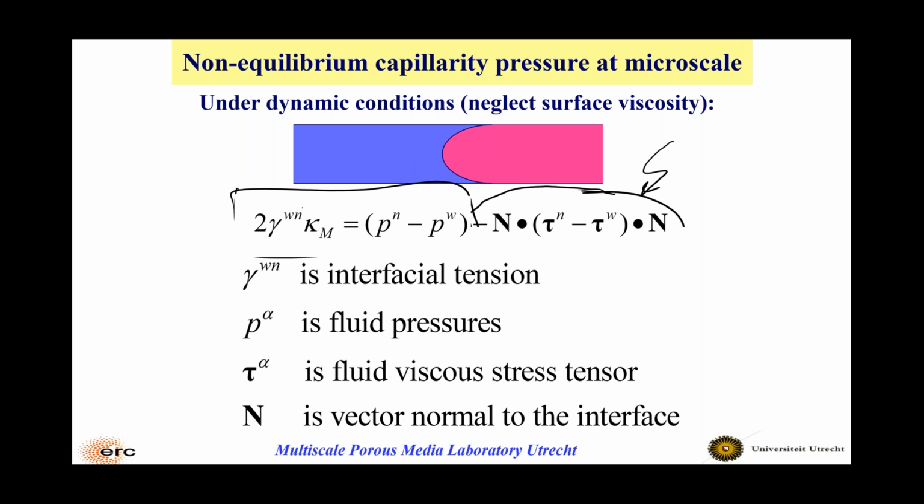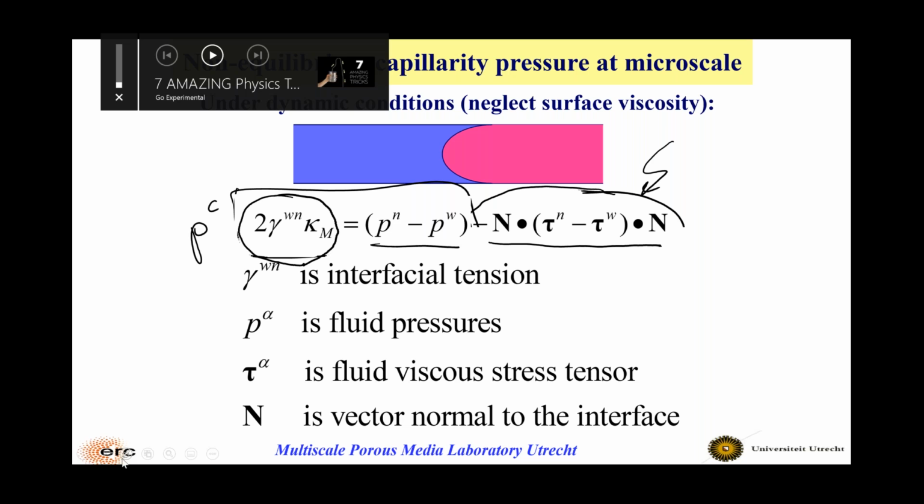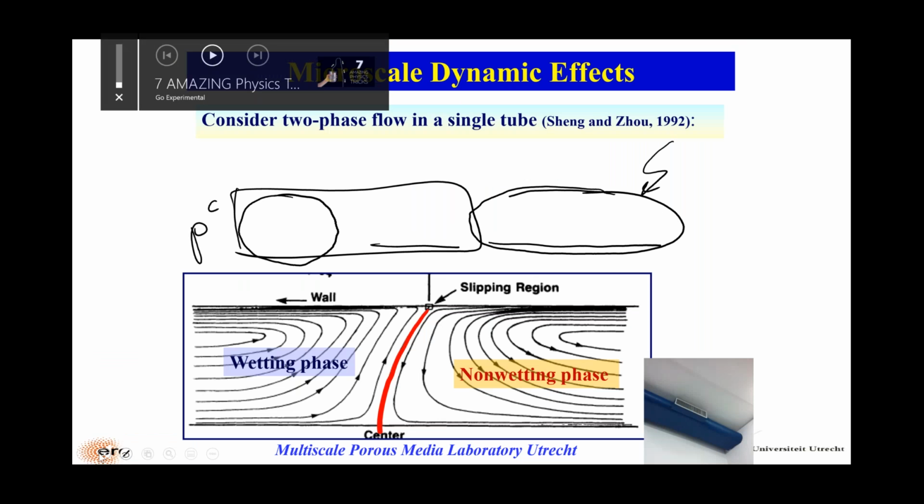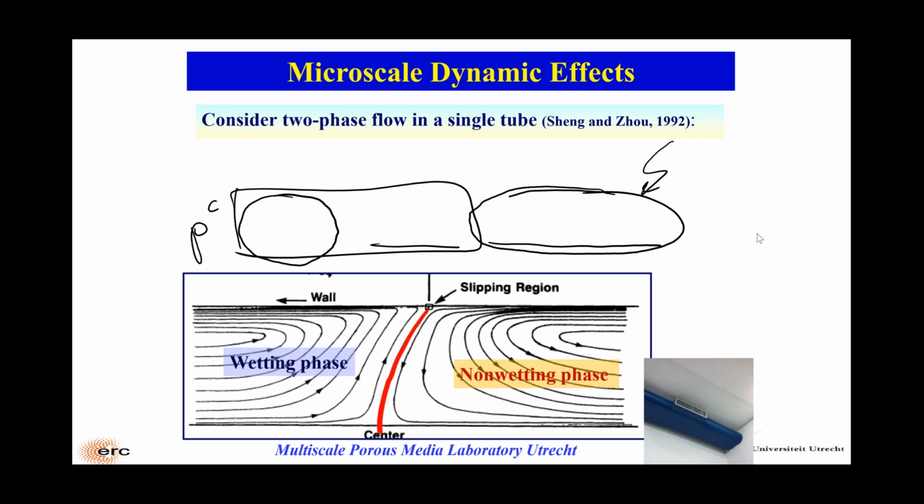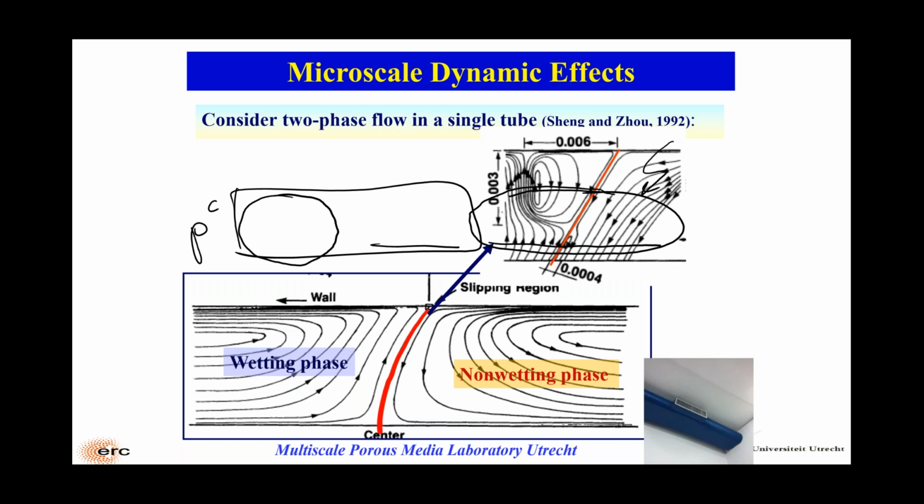And then you can see that we can call 2 gamma times kappa the capillary pressure. And capillary pressure is not equal to Pn minus Pw under non-equilibrium conditions, because you have these viscous forces acting on the interface from the two phases. And in order to show that, I'm going to show you the results of some simulations, but also some experiments. These simulations have been done by Sheng and Zhu.